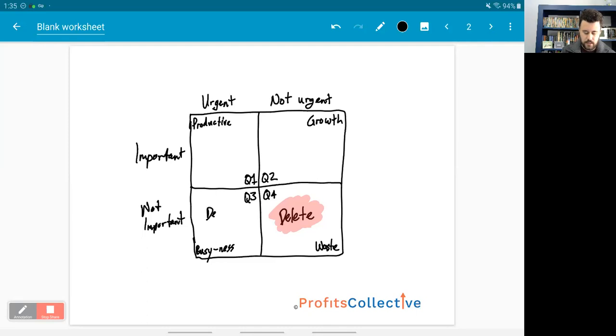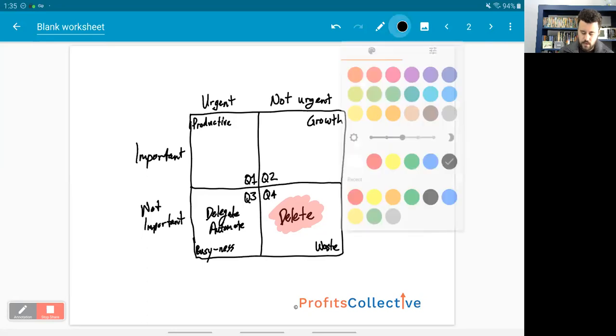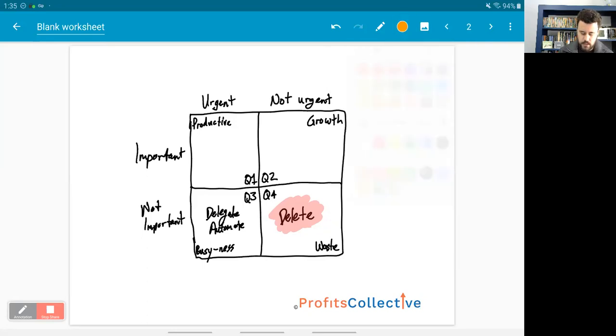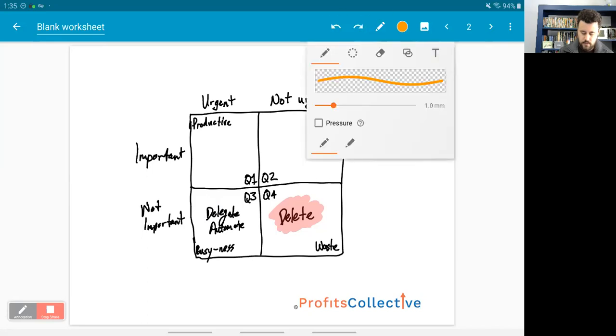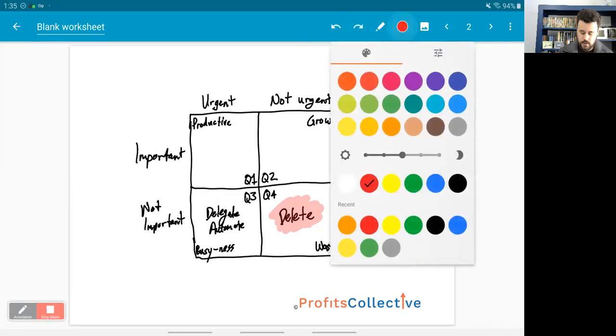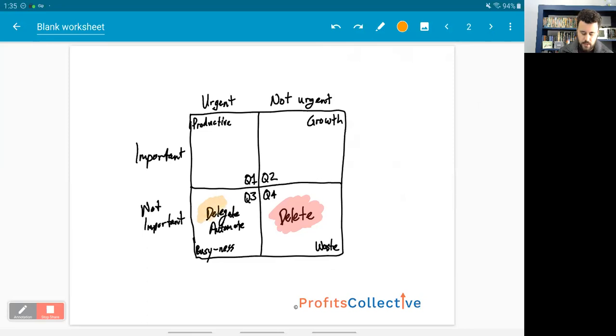If you are in Q3, dealing with things that are urgent but not important, you're feeling busy, you delegate or automate those. It's not important that you do them, but they're urgent, so they need to get done. So I'm going to make that orange. So other people or automated systems take care of that for you.